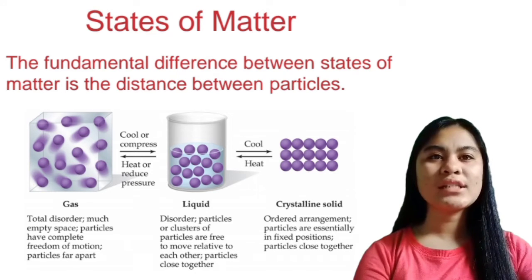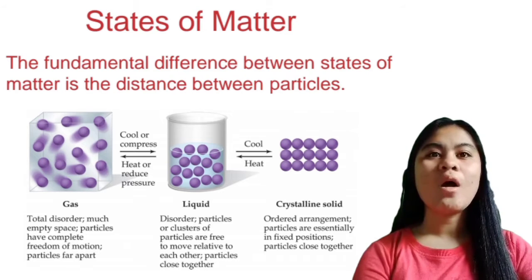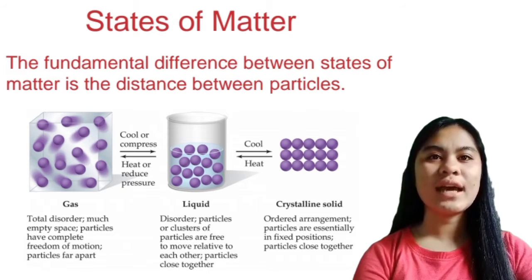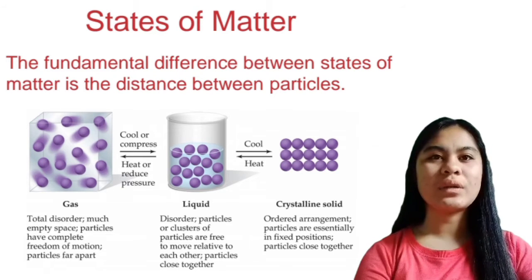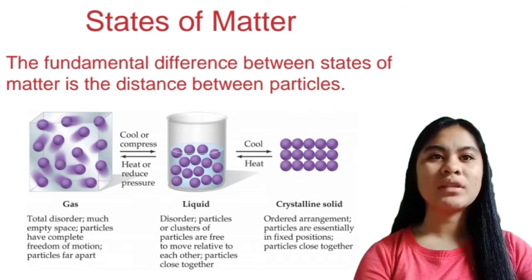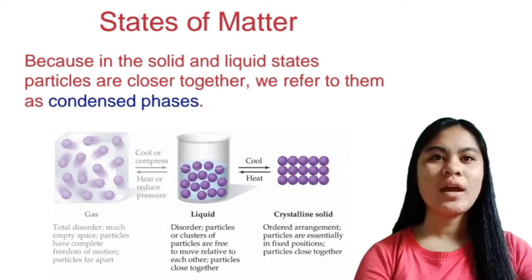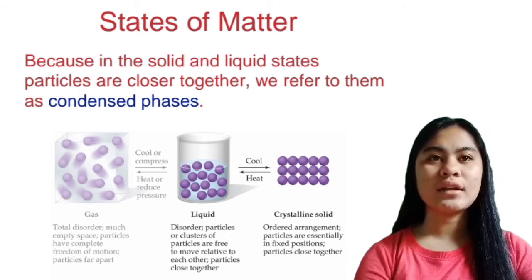Solid. Particles are essentially in fixed positions. Particles are close together. Why are the particles of a solid fixed together? The attractive forces keep the particles together tightly enough so that the particles do not move. The attractive forces between particles are strong enough to hold a specific volume, but not strong enough to keep the molecules from sliding over each other. Because in the solid and liquid states particles are close together, we refer to them as condensed phases.